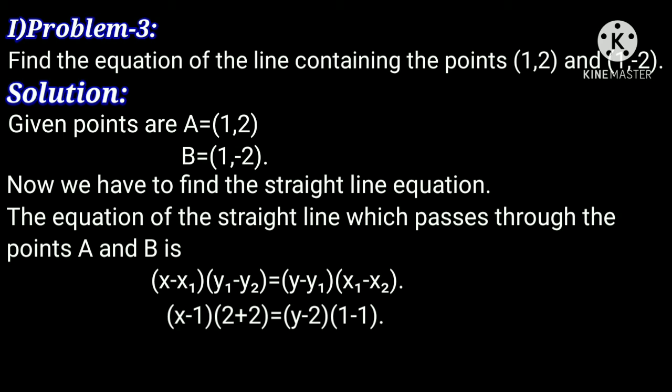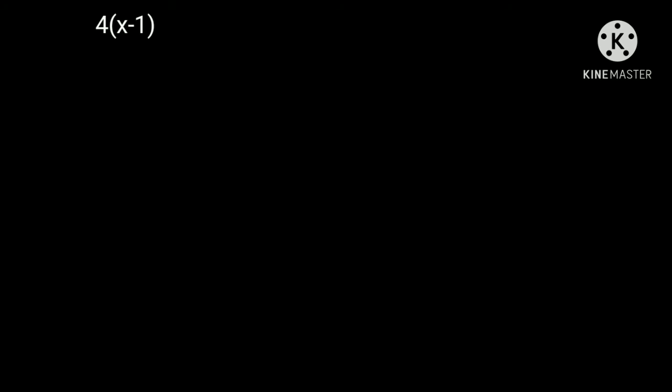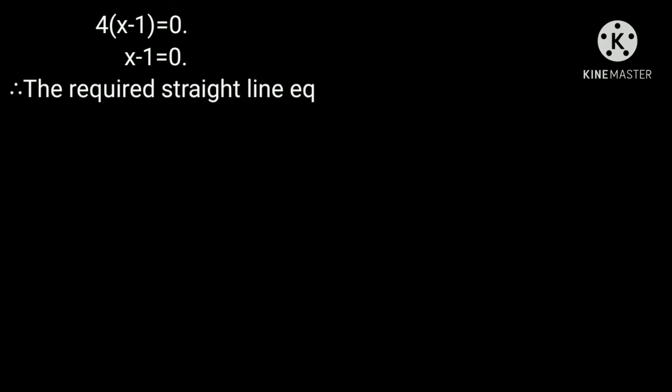After simplification, (x minus 1) into 4 equal to (y minus 2) into 0. Here 0 into something value is 0, then 4 into (x minus 1) equal to 0. After simplification, x minus 1 equal to 0. This is our required straight line equation. Therefore, the required equation of straight line is x minus 1 equal to 0. This is our problem solution.